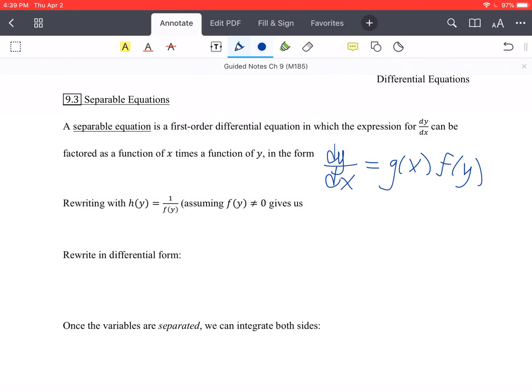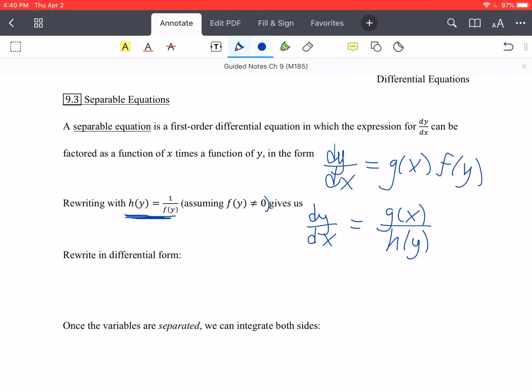Okay, so we can split up the x's and the y's, and this is going to allow us to solve it because we can split it into the x and y components. The trick to this is we're going to rewrite h of y as 1 over f of y, assuming that f of y is not 0, because that would cause a problem. But we can rewrite this as dy over dx equals g of x over h of y, because, again, h of y is just the reciprocal of f of y.